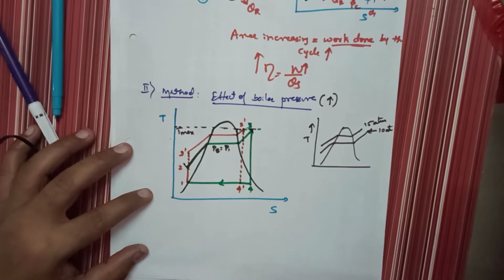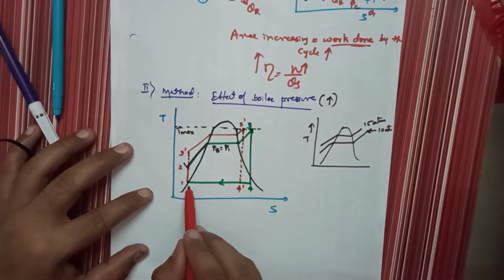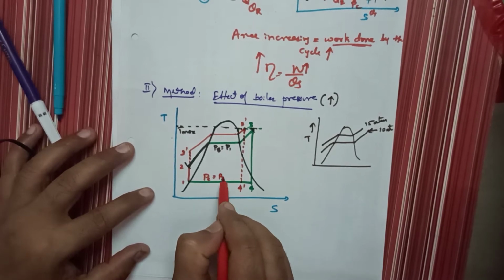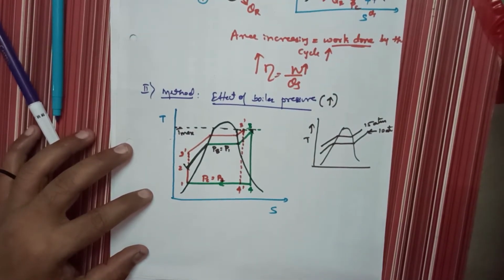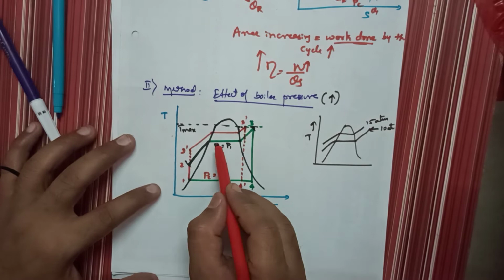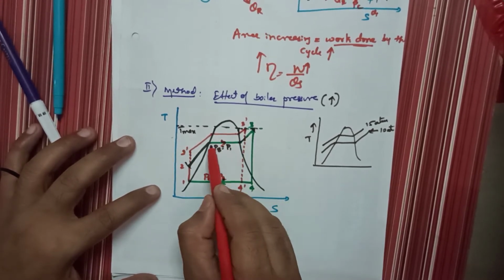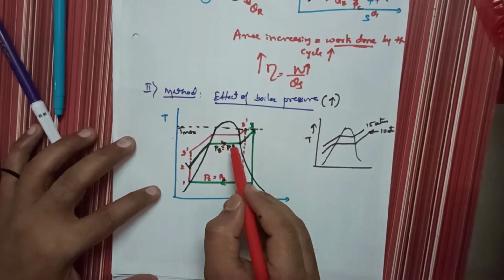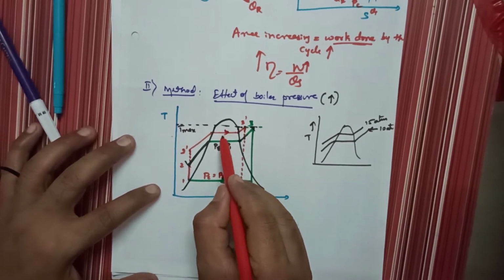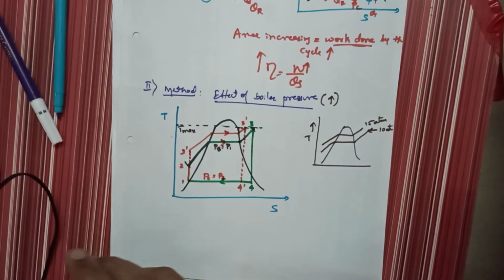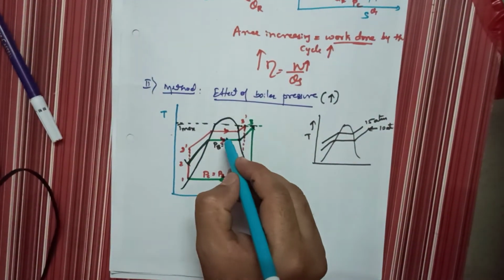Again 1 is common. I am not going to change this pressure, it is the same, that is PC, the condenser pressure. So only I have increased the pressure. Earlier the pressure was this curve, assume 10 atmosphere, whatever it may be, and the pressure is increased here. So I will write P1 dash, what is the pressure here.